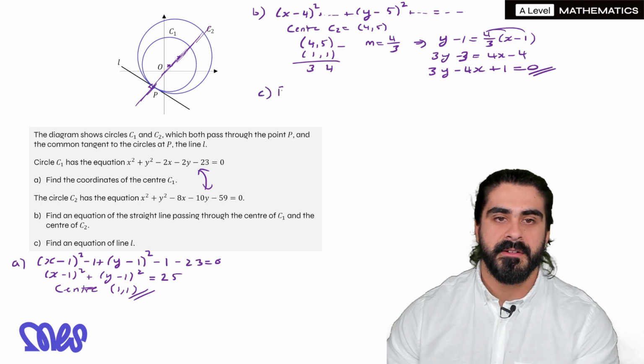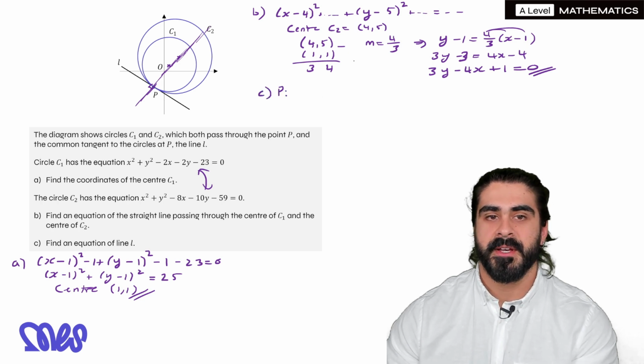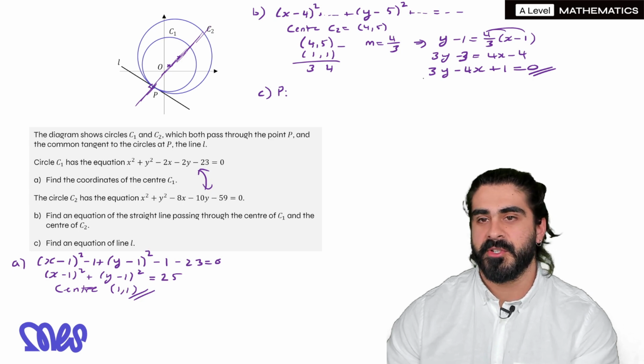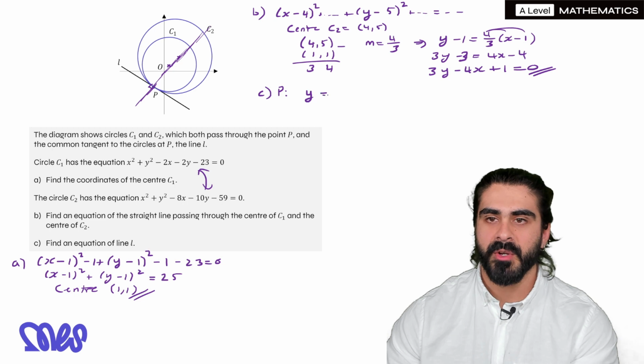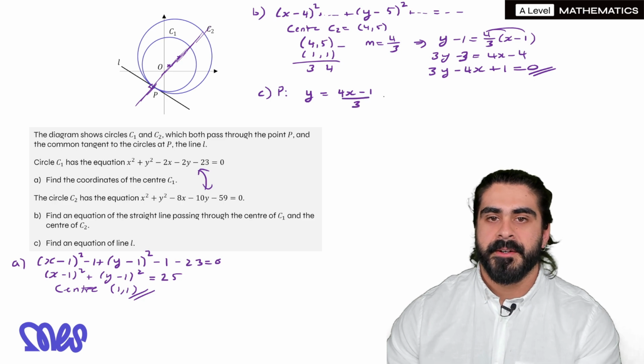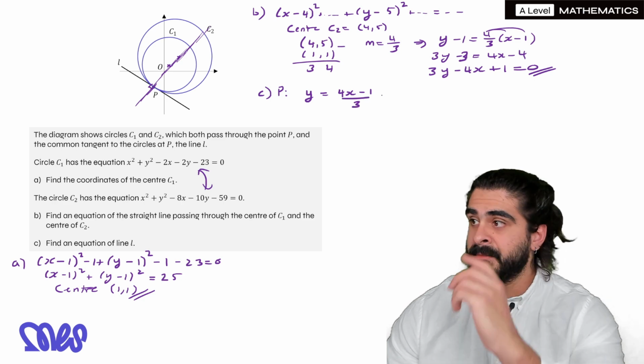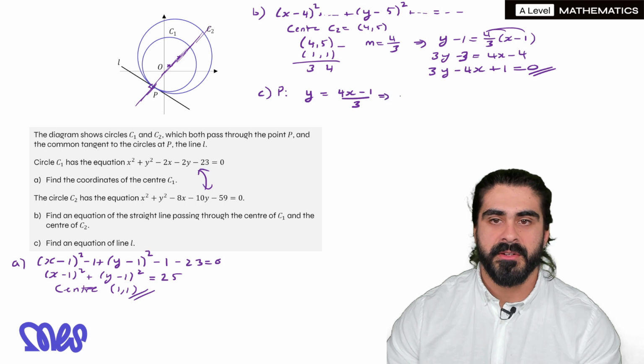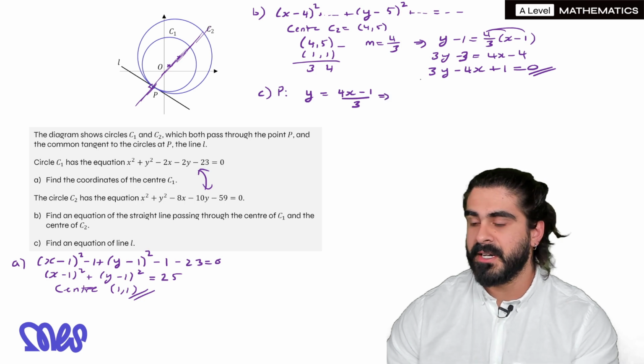So to find P, we're going to do simultaneous equations. So we're going to rearrange for Y or X, whichever one. I'm just going to rearrange for Y here. Y would be plus 4X minus 1 all over 3. And now we're going to sub that into our circle of C1. Remember, you could have subbed it into C2 as well.